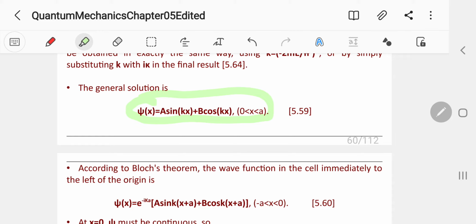So of course, if you go to another cell, since we have phi of x equals e to the i k a times x plus a, then we can also write, according to Bloch's theorem, this wave function to be this one here.